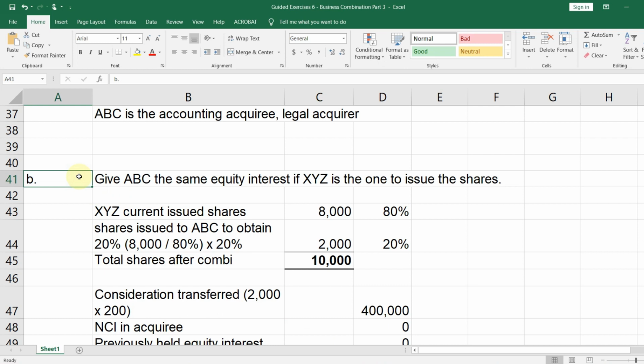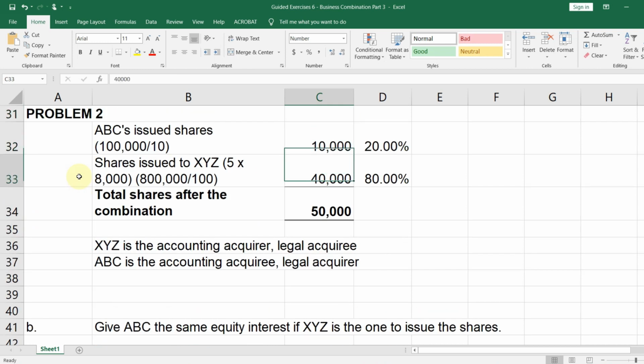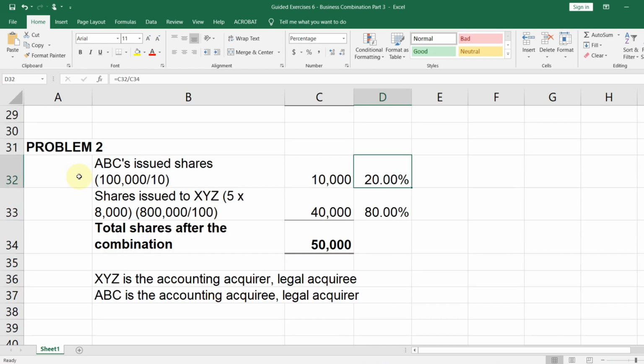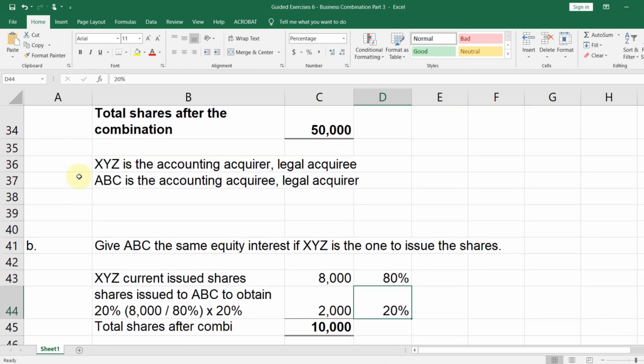First, we know XYZ, based on the balance sheet, has 8,000. Based on our computation at the start to determine the acquirer, XYZ has 80%. So, put XYZ at 80%. You need to know how many shares you would give ABC, if you were the one issuing, so that ABC gets 20%. Because in our earlier computation, ABC is 20%. So how do you compute that?